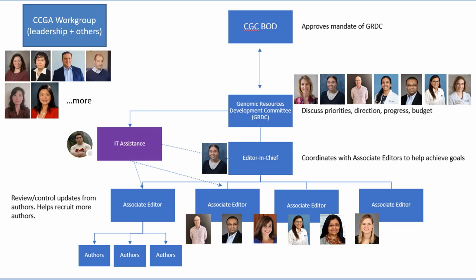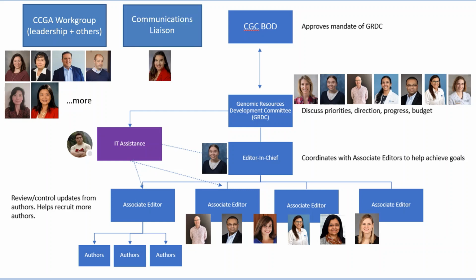We separately have a CCGA work group, which includes the leadership as well as others that are contributing to the effort, for example, in the data visualizations. We have a communication liaison. So overall, the GRDC meets once a month. We have a quarterly associate editor meeting. The CCGA work group also meets once a month.